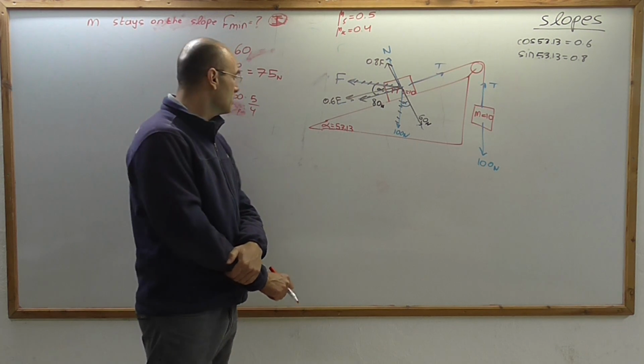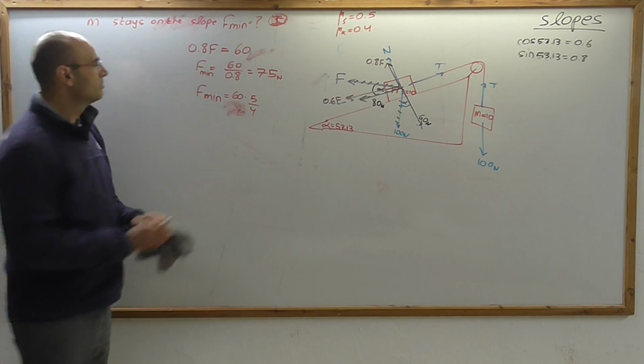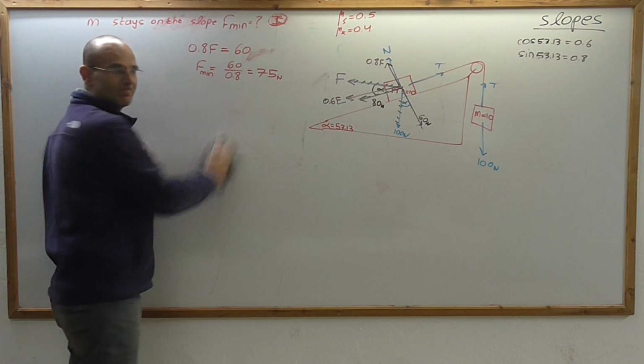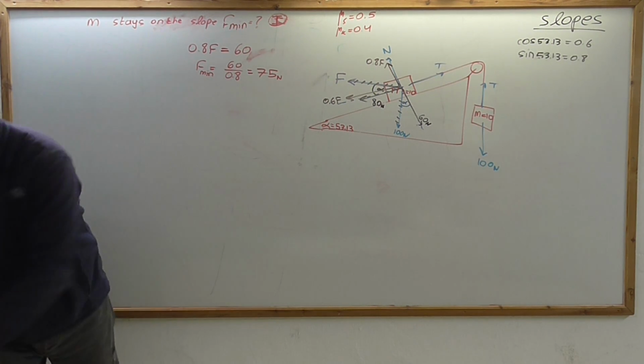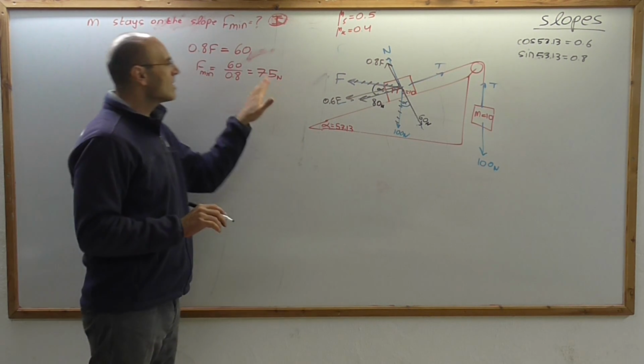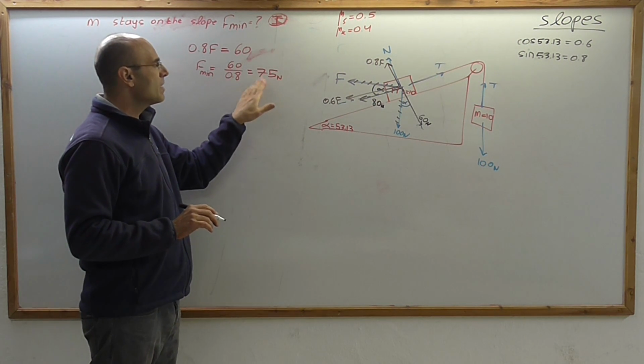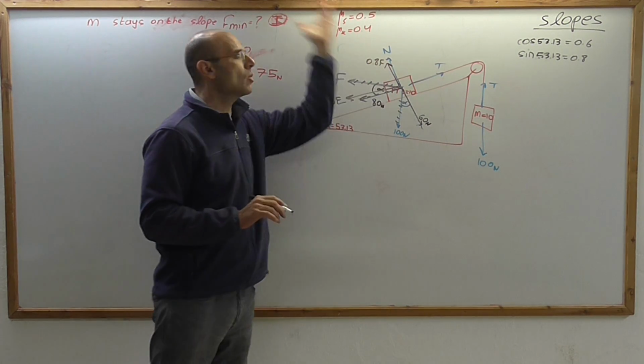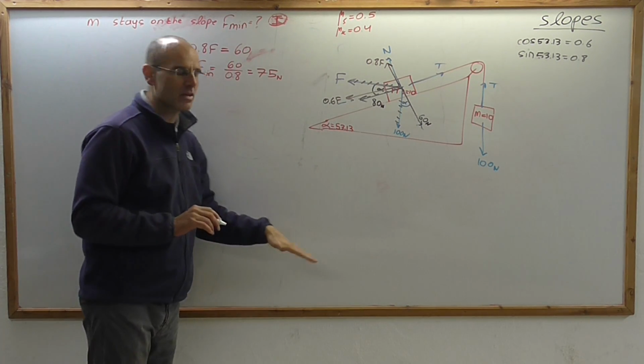And I don't know what to do about it. Anyway. So, I know that if F is 75 newtons and more, this mass will go up. If it's less, it will stay on the ground.